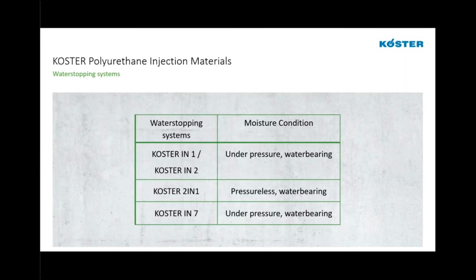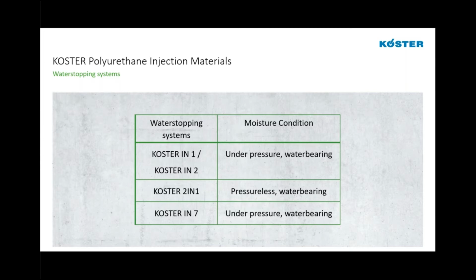So the systems for water stopping with our injection products, there's 3 of them here. One of them is to inject with the Ion 1 to stop the active leaks, and post-inject with Ion 2 to encapsulate that. The next is the KOSTER 2-in-1, which is a hybrid product. We're going to get into each step-by-step of these. Finally, we have the KOSTER Ion 7.